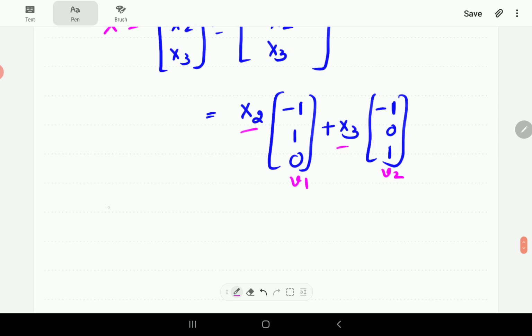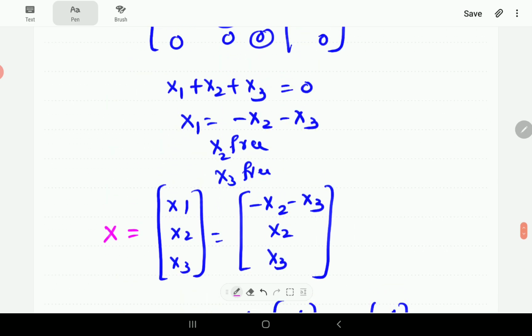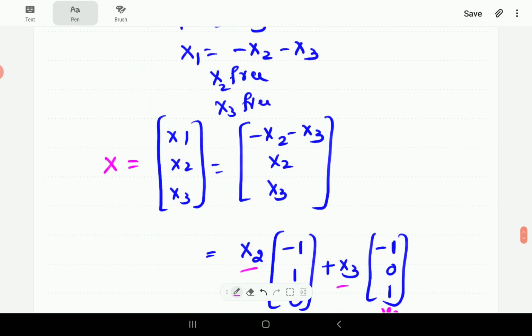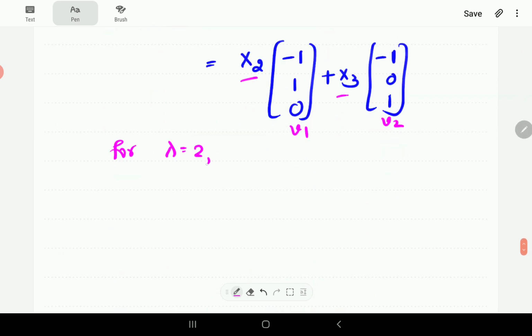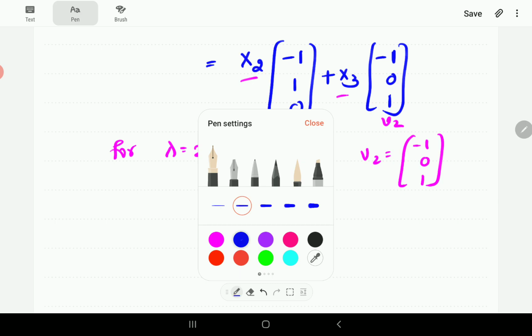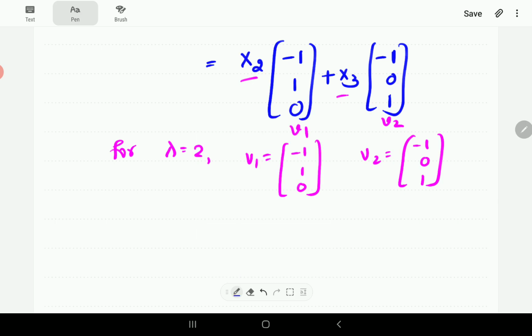So let me take for now lambda equal to 2. For lambda equal to 2, we have got our v1 as negative 1, 1, 0 and v2 as negative 1, 0, 1. So these are my two vectors, the beautiful vectors we have got. And now let us consider lambda equal to 8.